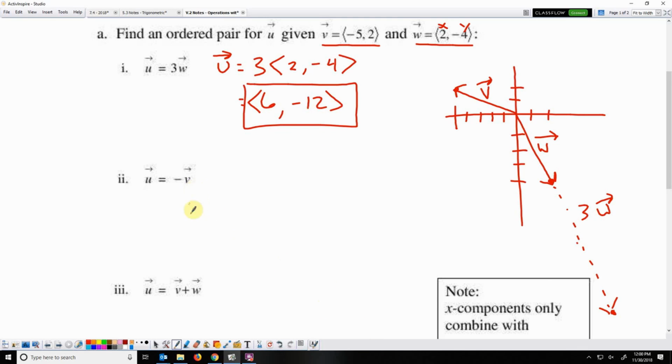Next is the opposite of vector v. Vector v is left 5, up 2. The opposite would be right 5, down 2. And algebraically, it's found by multiplying -1 times vector v. So that would be 5, -2.